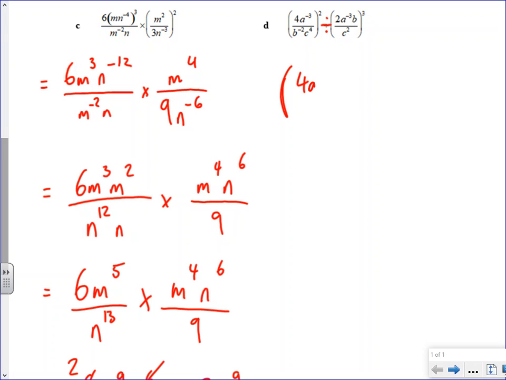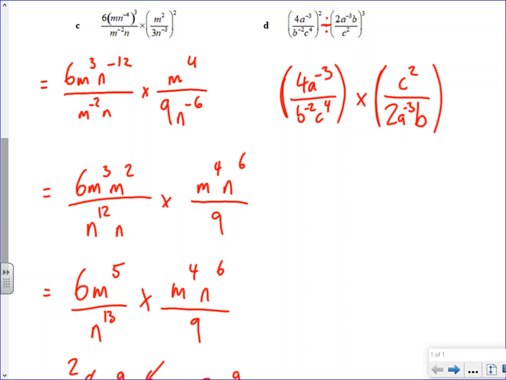I got 4a to the power of negative 3 over b to the power of negative 2, c to the power of 4 times, and I'm going to flip what's inside the second fraction. So we have c squared over 2a to the power of negative 3b. So what I've done is just the reciprocal of the second fraction, because dividing fractions means we can flip the second fraction, and then we also have to the power of 3 as well. That power of 3 stays there. Next, I forgot a power of 2.